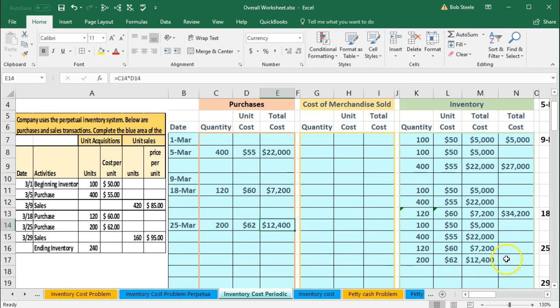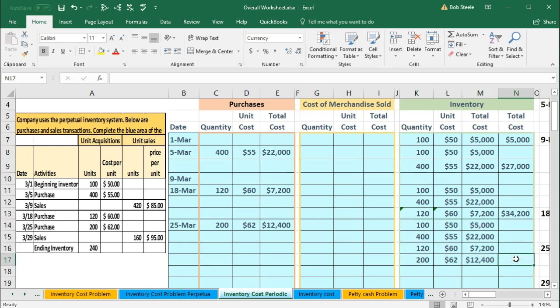Now we can sum up the four layers. So note what we have here. 100 units at $50, 400 units at $55, 120 units at $60, 200 units at $62. Notice that they're all the same type of units. If we're selling widgets, they're the same widget. It's just that we bought them at different times, and because of rising prices, which is a typical scenario over time, the prices have increased for these same things that we have been purchasing.